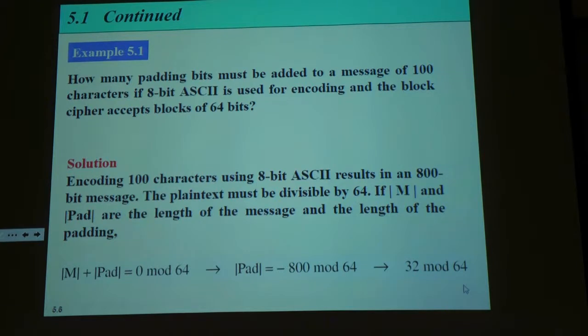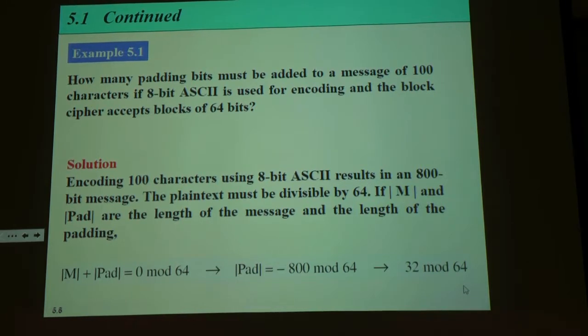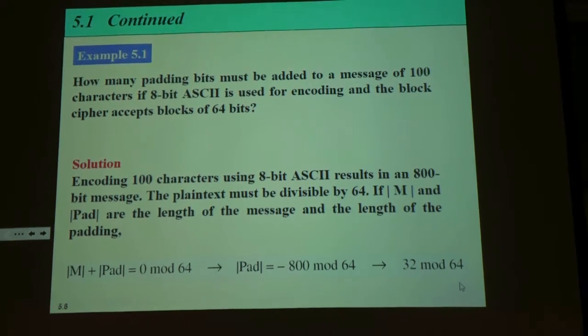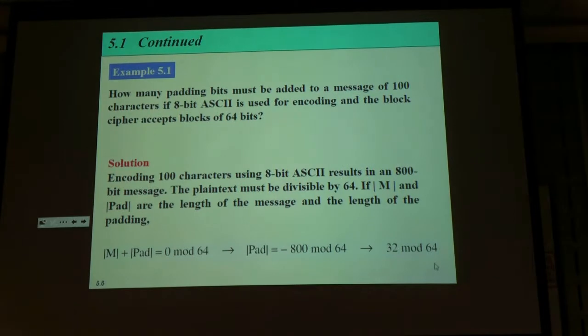800 bits, because each character is 8 bits. If 8-bit ASCII is used for encoding with the block cipher, and the block size is 64, we have to divide the 800 into 64, plus 64, plus 64, plus 64, plus 64. The last one could be less than 64.